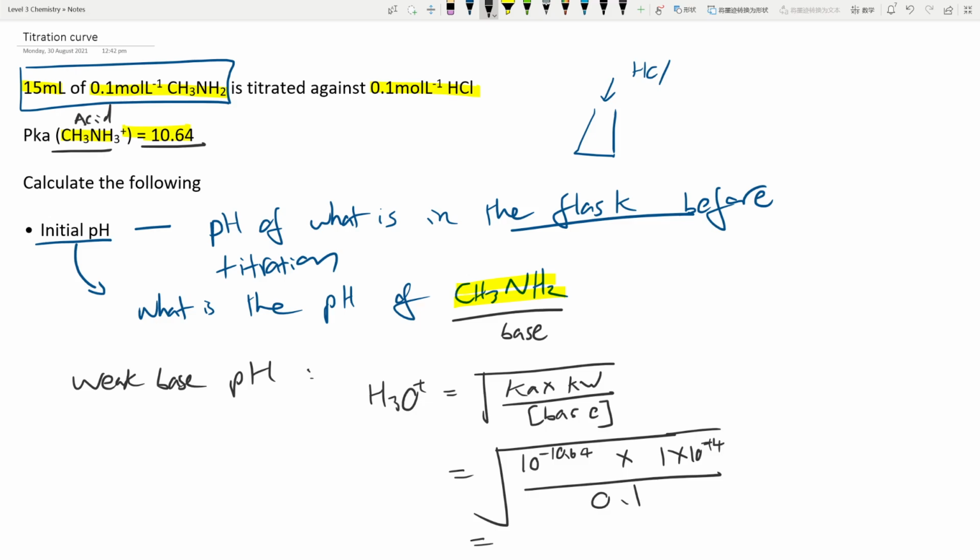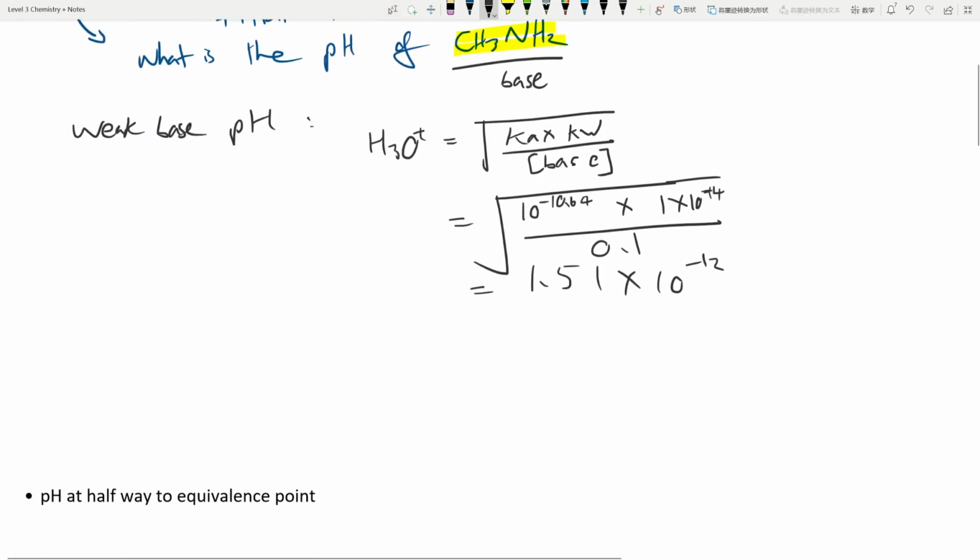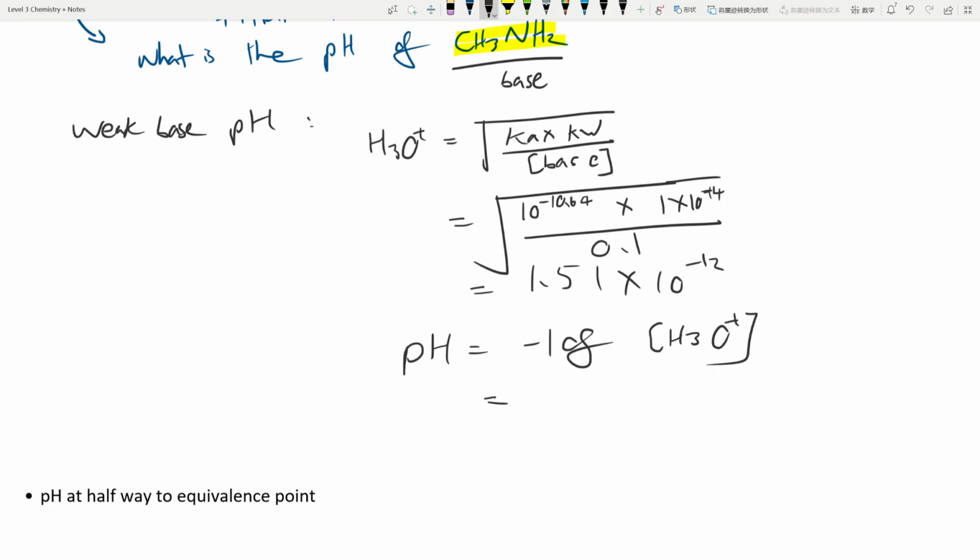10 to the negative 10.64 and then times 1 times 10 to the power of negative 14 divided by 0.1. Then we square root this bad boy. So we get 1.51 times 10 to the power of negative 12 moles per liter. And we want to find the pH. pH is negative log, whatever that is. So this is why I said that it is absolutely essential that you know what we're doing beforehand. So the pH is 11.8.